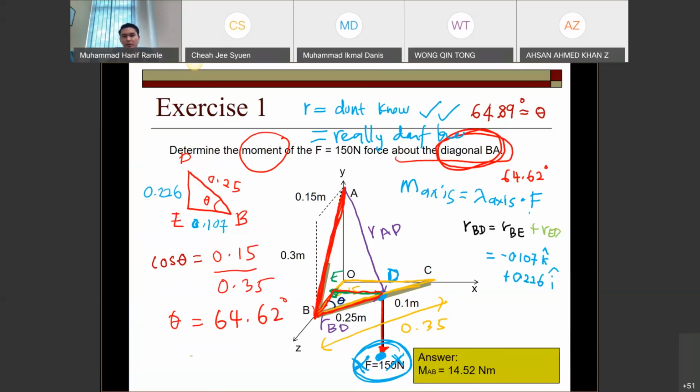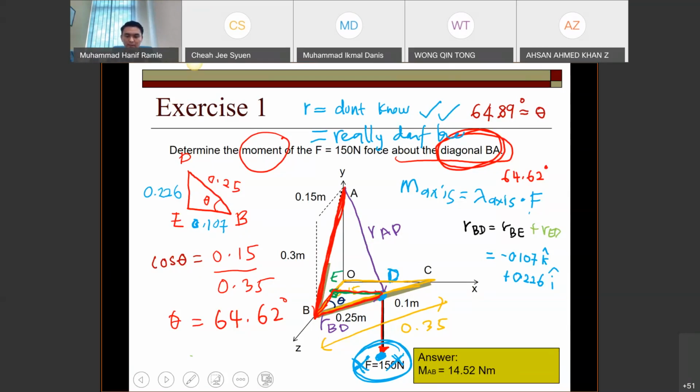Guys, what is the next step? Doctor, we find the lambda axis. Yes, of course. We can find the lambda axis, and then we can find the F. Okay, let's say you want to find lambda axis first. Then we have to find lambda axis. Using the coordinate method, you can get the lambda axis.